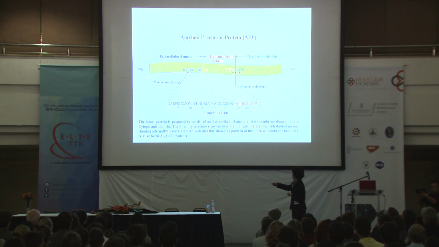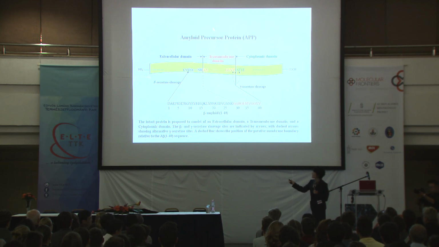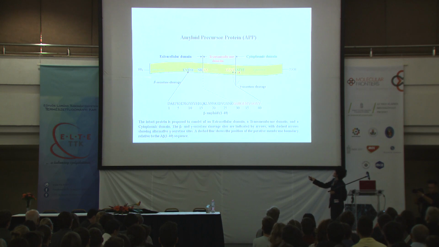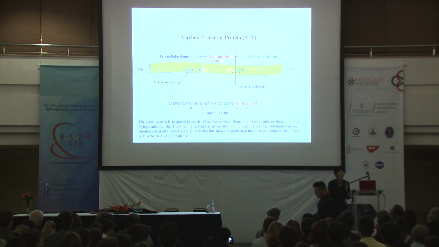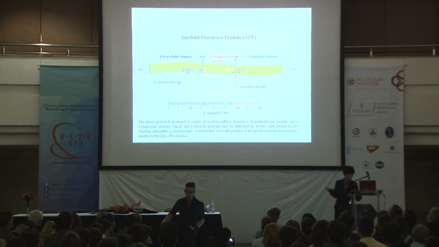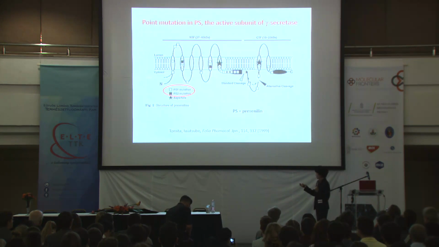This is the beta secretase, and this is a transmembrane protein called amyloid precursor protein. First it's cut here, and then by gamma secretase, if it's cut here, this is the normal 40 peptide. But sometimes it cleaves two amino acid residues down toward the C terminus, and then it ends up as the 42 peptide.